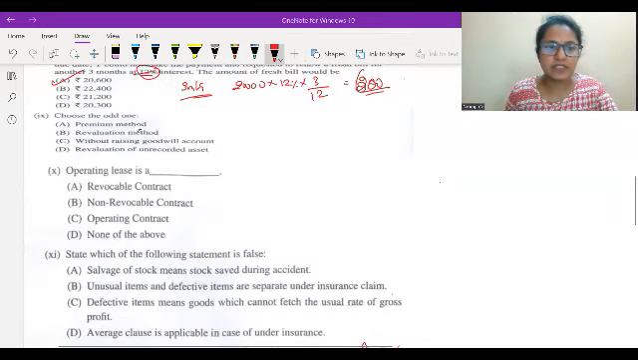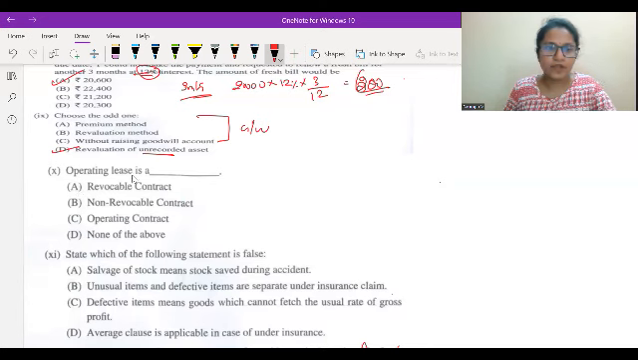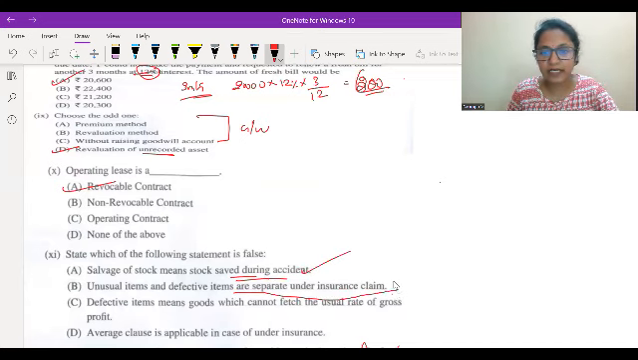Fifth question is choose the odd one. So the odd one here is revaluation of unrecorded asset, because all the others are relating to goodwill. Operating lease is a revocable contract. State which of the statements is false. Salvage stock means stock that is saved, so the statement is correct. Unusual defective items are separate under an insurance claim. There is no separation, so this is the false statement.